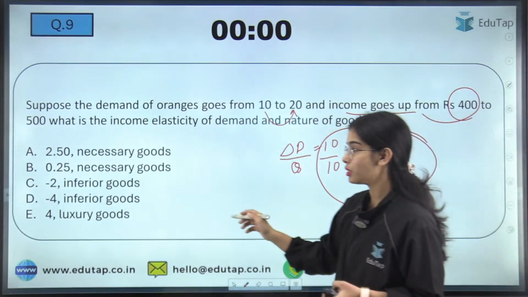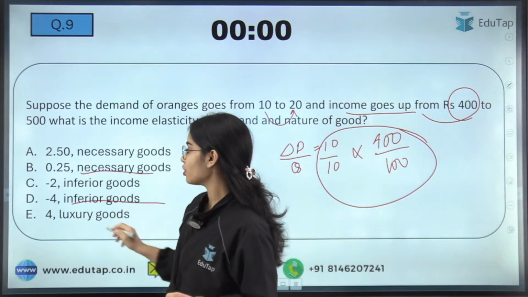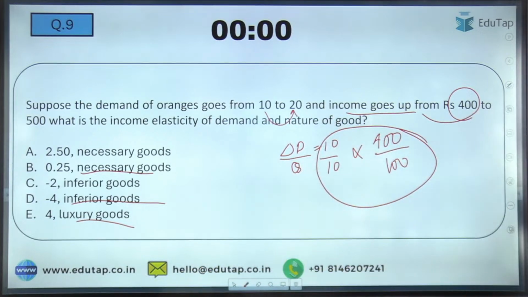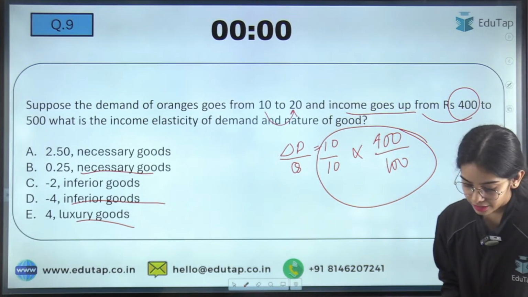Is it an inferior good, or a necessary good, or a luxury good? You have to tell me that. So try to solve this and try to answer this. I have started getting the answers. The answers are different. Some are saying E, some are saying D.